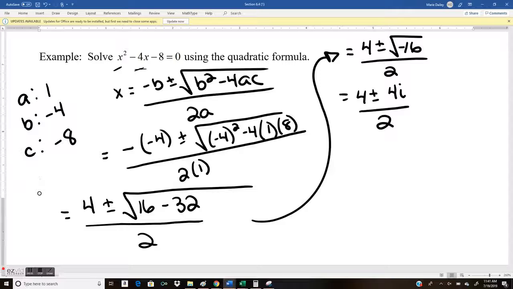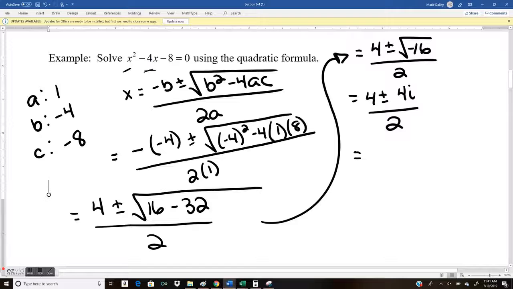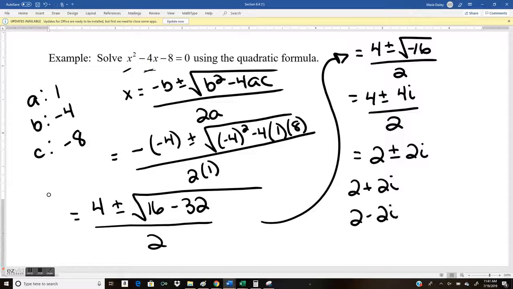Now again, we have a polynomial over a monomial here, so that 2 has to go into both parts. So that's going to be 4 divided by 2, which is 2, and then 4i divided by 2, which is 2i. So we then have our two solutions of 2 plus 2i and 2 minus 2i. And again, we want to make sure that these expressions are in lowest terms.